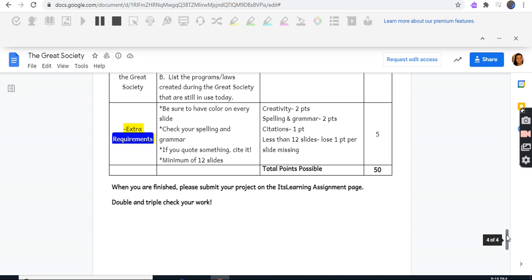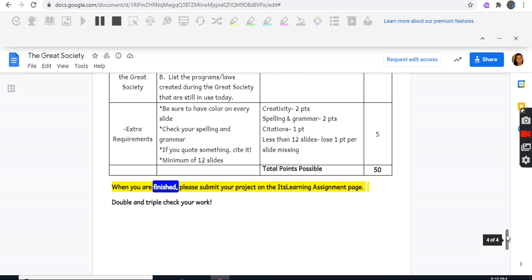Extra requirements. Be sure to have color on every slide. Check your spelling and grammar. If you quote something, cite it. Minimum of 12 slides. Creativity 2 points. Spelling and grammar 2 points. Citations 1 point. Less than 12 slides, lose 1 point per slide missing. Total points possible: 50.